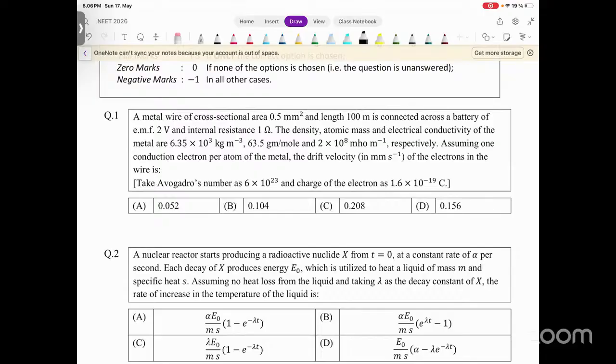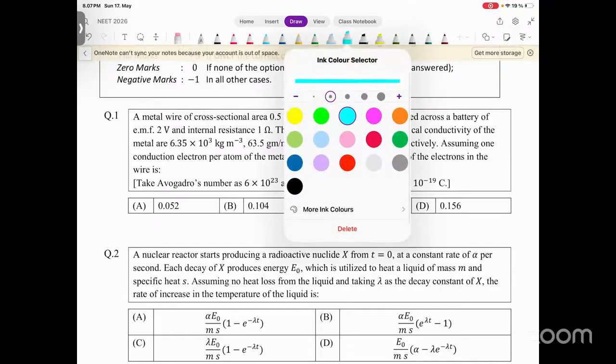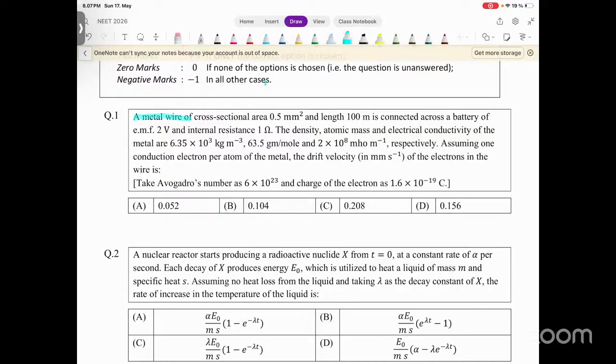See the first question. A metal wire of cross-sectional area 0.5 mm square and length 100 meters is connected across a battery of EMF 2 volt. Internal resistance is given as 1 ohm.